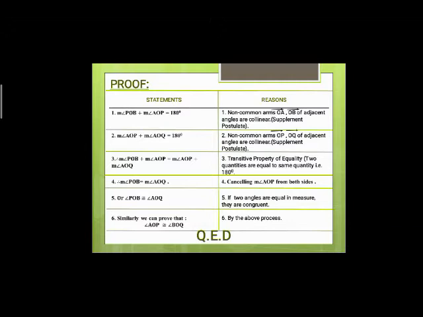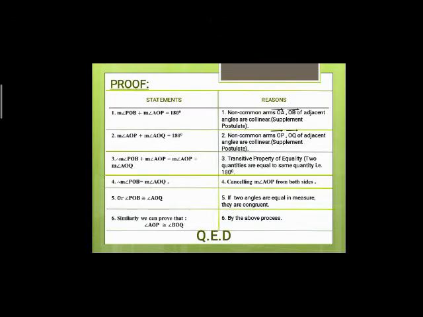So we say that measure of angle POB plus measure of angle AOP is equal to measure of angle AOP plus measure of angle AOQ. Now if we cancel the same term on both sides, measure of angle AOP cancels from both sides, then we have the conclusion that measure of angle POB is equal to measure of angle AOQ. We say that both are equal because we cancel the term, measure of angle AOP, from both sides.